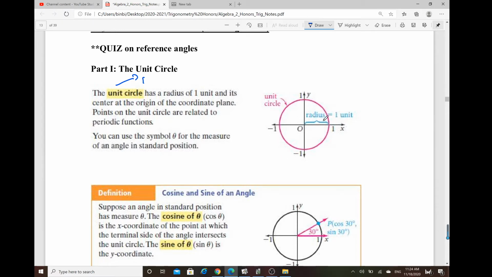So here's the unit circle with radius 1. Again, the center is right here at the origin, which is (0, 0). You may notice that the equation of a circle is (x minus h) squared plus (y minus k) squared equals r squared. For this one, (h, k) is (0, 0), so it's x squared plus y squared equals r squared. Let me just rewrite this.